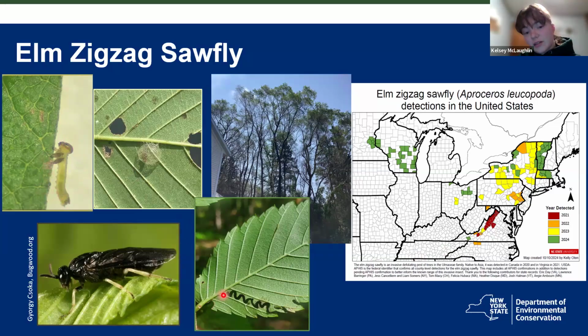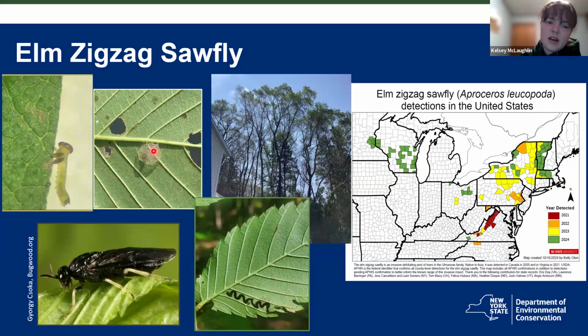But this is what you're going to see most commonly, and how it got its name is this kind of zigzag feeding pattern on elm leaves. And you can actually see there's one of the little guys right there, working on another zigzag. They always kind of bounce back and forth between the veins like this until it gets really, really severe, and there's just not enough leaf tissue left for them to eat.